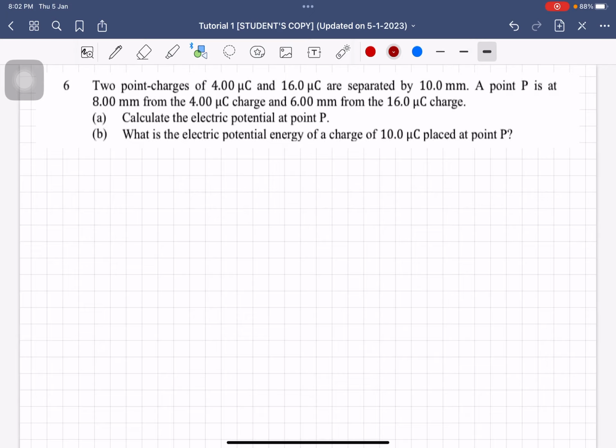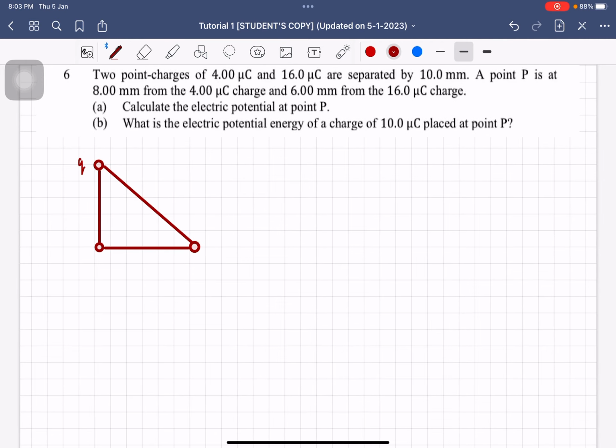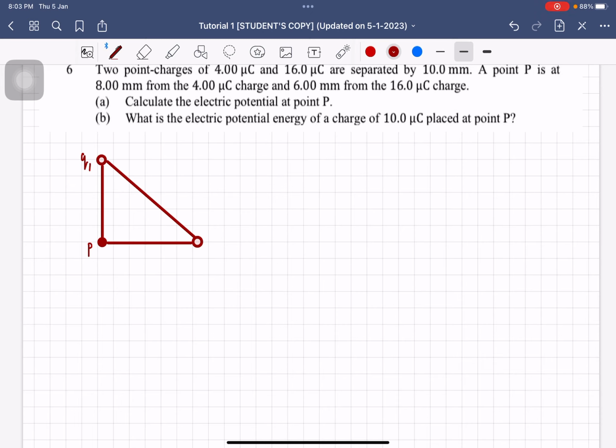Okay, so if we were to draw it, it's going to be Q1, point P, and Q2. Let me just draw it properly. This is Q1, this is point P. Why do I make it look like a charge? Okay, that's fine. And this is Q2. So this is 10 millimeter, this is 6 millimeter, and this is the 8 millimeter. So this is how it looks if you were to visualize it.